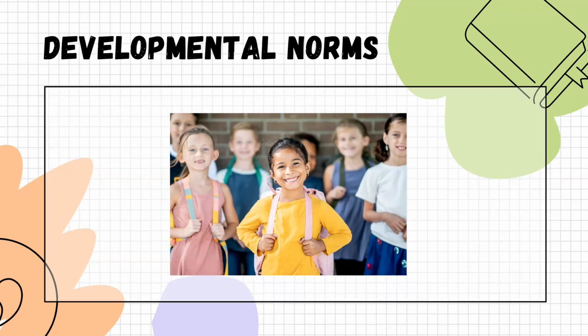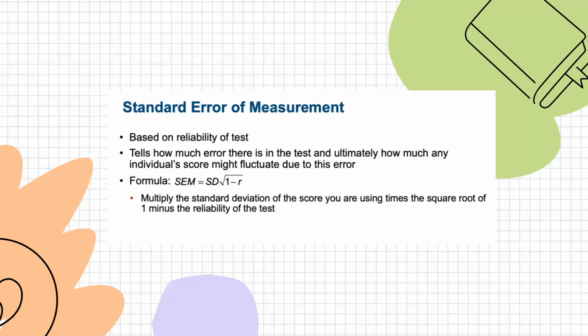extra help or encouragement. The standard error of measurement. This is based on the reliability of a test. Let's imagine that you and your classmates are taking a big test. Now, the school counselor wants to know how reliable and accurate the test scores are. That's where the standard error of measurement comes in. Here's a simple way to think about it. Big target, small darts.